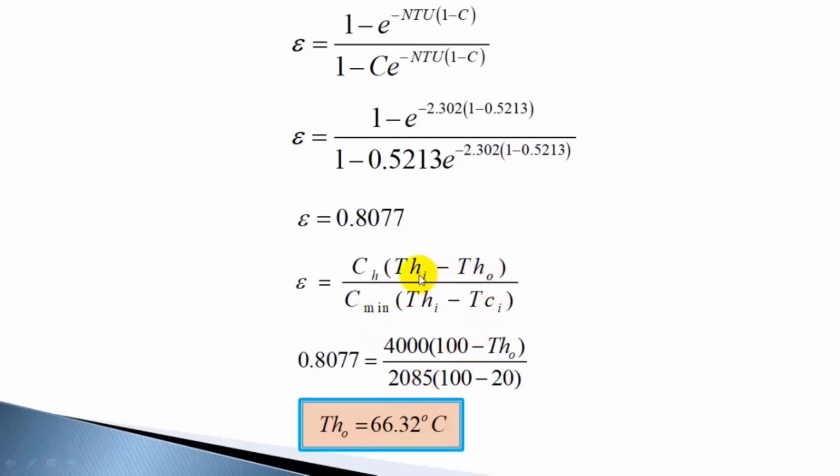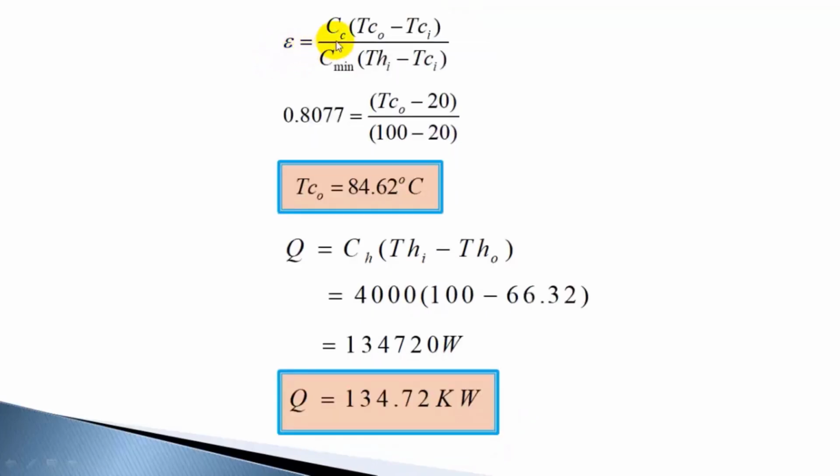And we know the inlet temperature of the hot fluid and the cold fluid. So substituting that, you get the outlet temperature of the hot fluid as 66.32 degrees centigrade. We can also find the effectiveness as the heat gained by the cold fluid divided by the maximum possible heat transfer.